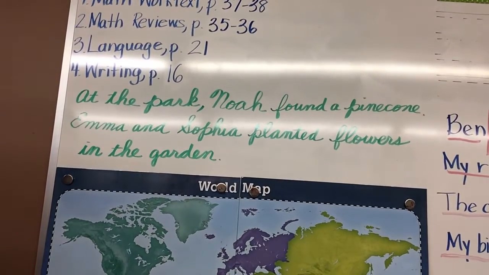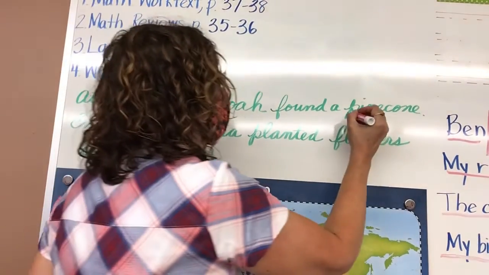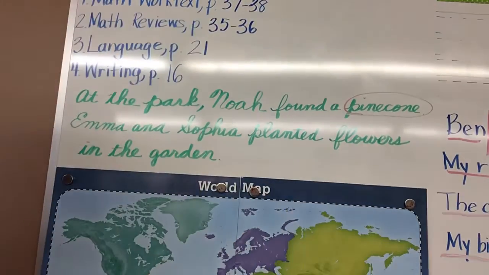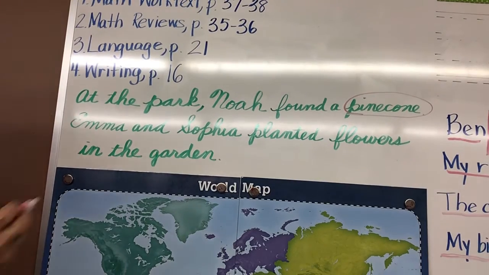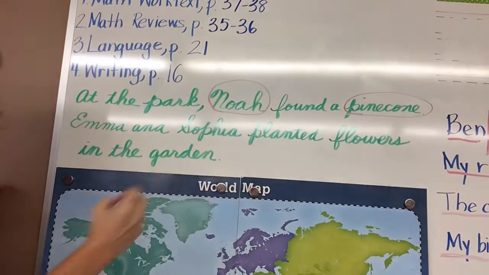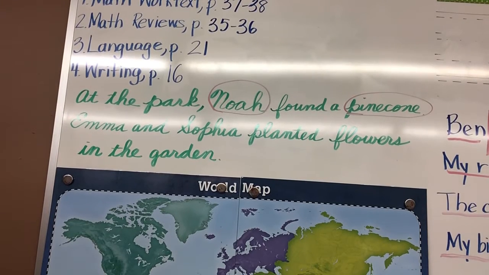All right, first sentence says, at the park, Noah found a pine cone. We're just going to circle them. Eric, come over here, hon. At the park, Noah found a pine cone. So can you find a person, place, or thing in that sentence, Eric? Pine cone. Pine cone is a thing. So we're gonna circle pine cone. Give me another one, Brennan. Noah. Noah is a person. Anybody else? Alex? Say it again. At the park, Noah found a pine cone. Park. Park is a place.